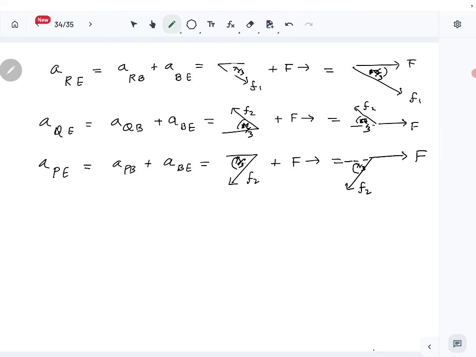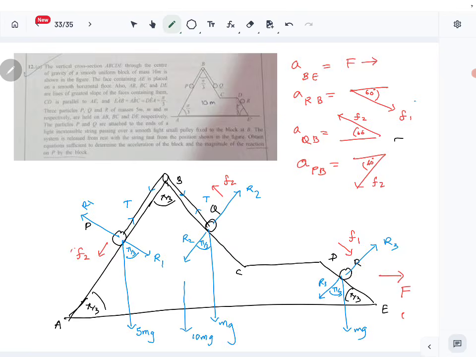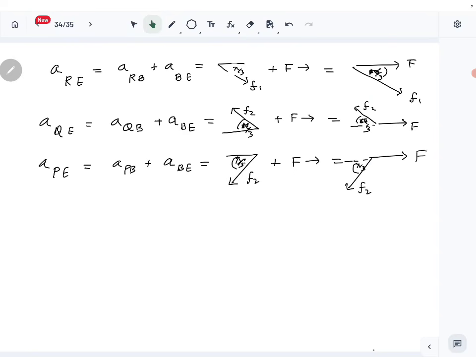Right. So now, how many unknowns are there? F1, F2, capital F, tension, and R1 we have to find. So five unknowns. No? So I have to give five equations. So the first equation we'll do for the system: F equals ma to the right.